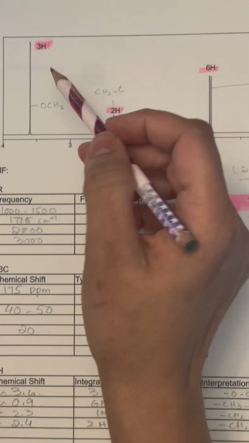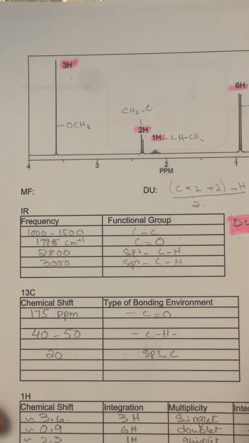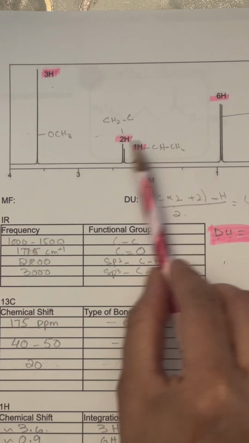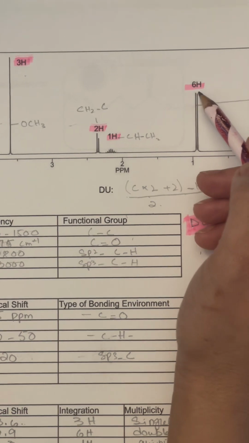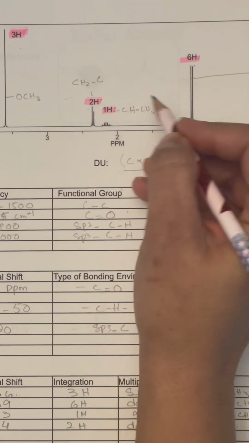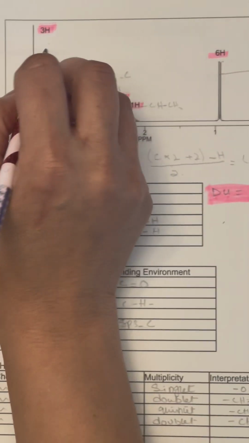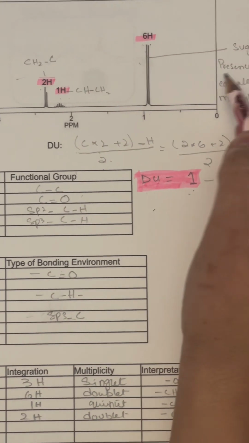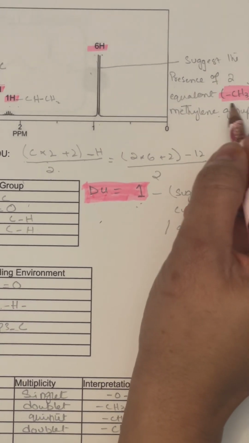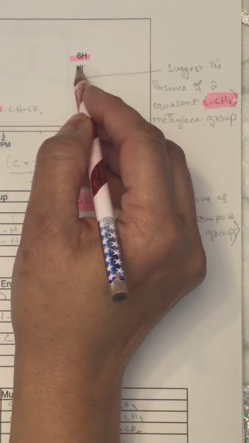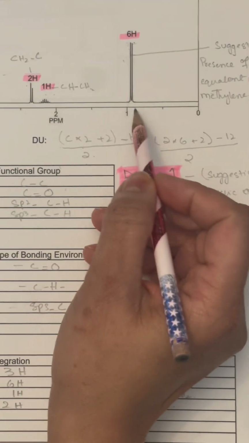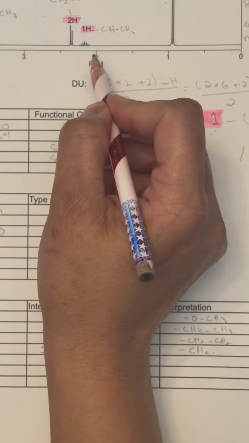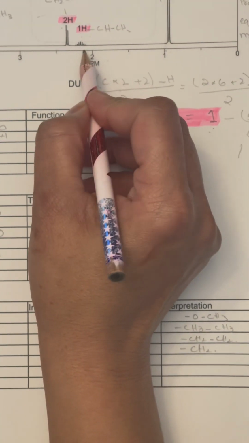The other spectrum is the 1H NMR, where we saw multiple peaks. Here we have to deal with the 6H peak, 2H, 1H and 3H. This 6H peak is a doublet and is suggestive of the presence of equivalent methyl groups because they are in the same environment. It's around 0.9 ppm. Another peak is around 2.1 or 2.2.